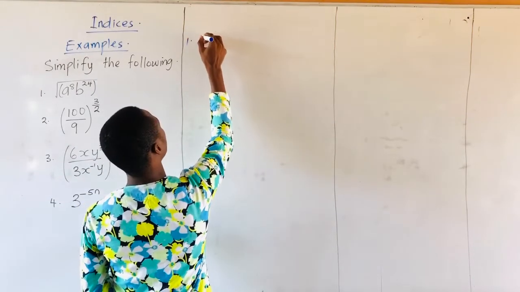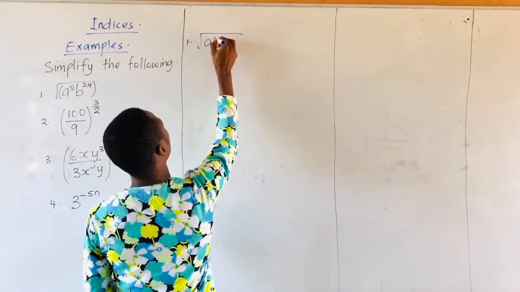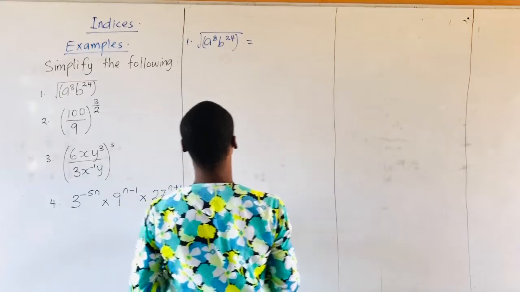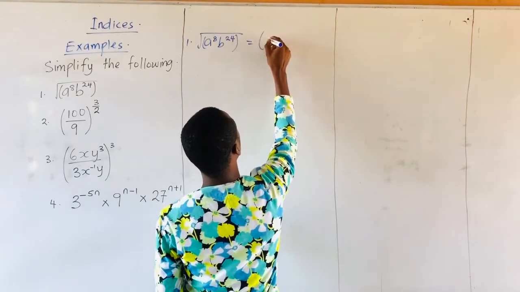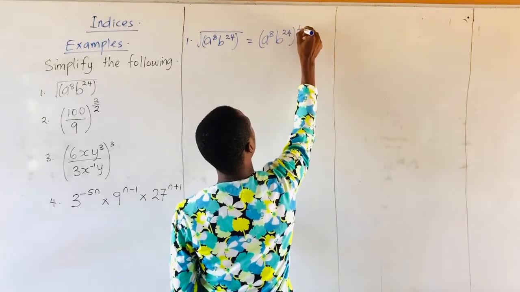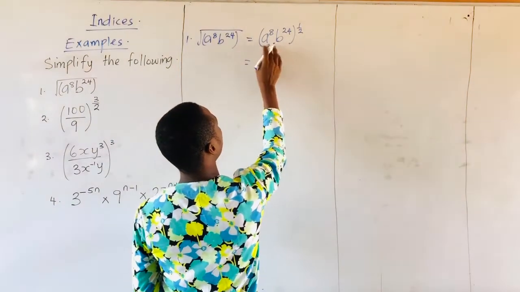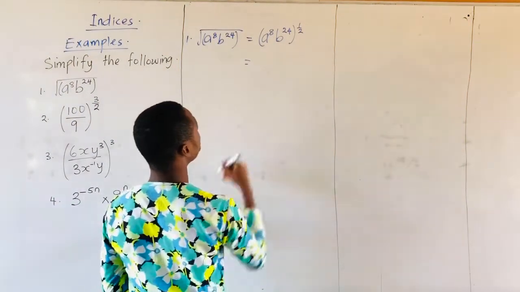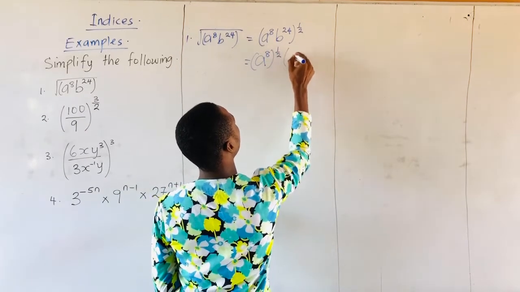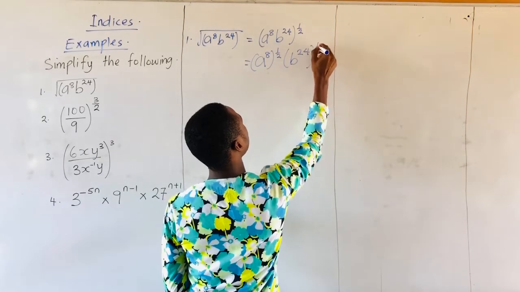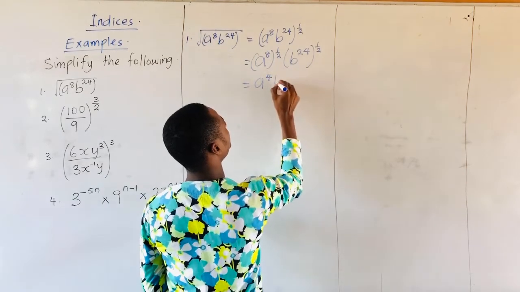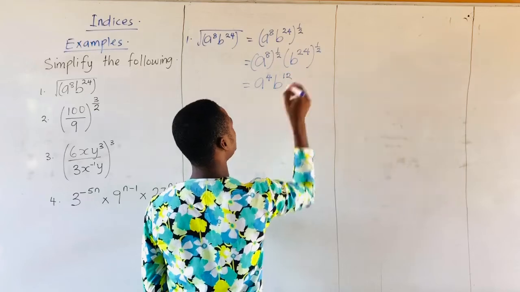First one is... and that is equal to, we have learned from the basic principle that square root is the same as raised to the power half. And then when two multiplying numbers have a common exponent, then they both take the exponent. So we will have, then b power 24 will also take that exponent. 2 cancels 8 to give us 4. Then 2 cancels 24 to give us 12.